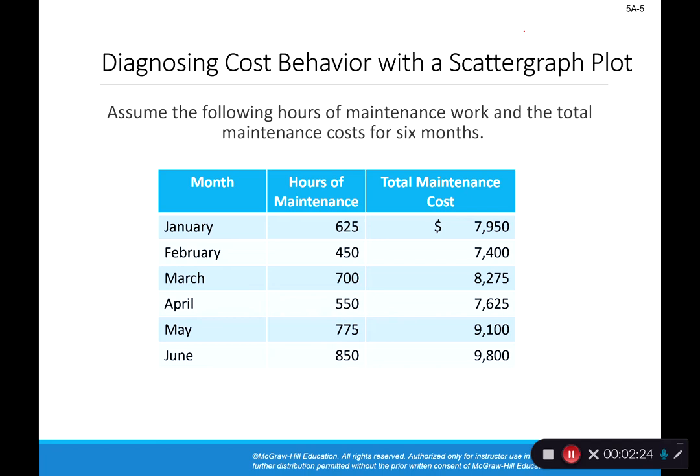There's no way I can test you on that because everybody would draw a slightly different line, so you just need to understand from a conceptual standpoint what the scatter graph plot method would be, and then we're going to focus on high-low and regression methods. So here's a bunch of data points. Hours of maintenance would be our X variable, and then our total cost would be Y.